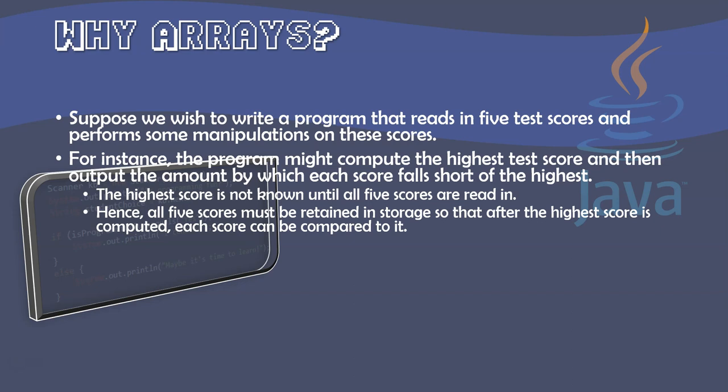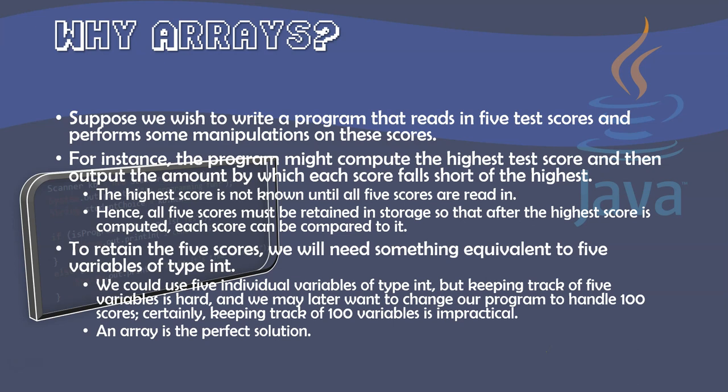Well, the highest score can't be known until all 5 scores are read in. Hence, all 5 scores have to be retained in some way so that the highest score is computed and each score can be compared to it. So to retain the 5 scores, we'll need something equivalent to 5 variables of type int. Now, we could use 5 individual variables of type int, but keeping track of 5 variables is hard. And let's say we later want to change our program to handle 100 scores, or we want to handle 1,000 or whatever. Either way, the larger the number becomes, it becomes very impractical at that size. So a better idea is to use an array.